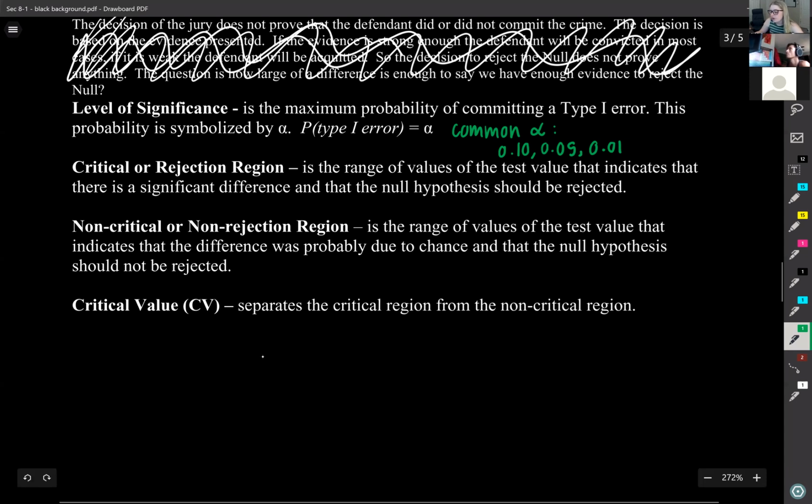And then we have what's called the critical value, and this just separates the critical region from the non-critical region. We'll be finding that critical value, and very similarly to how I was graphing a normal distribution and shading in areas, that's basically what we're going to be doing. You'll find an area that is a critical region where, if it falls in there, you reject the null. Your other area is non-critical, so if it falls in there, we can't reject the null hypothesis.